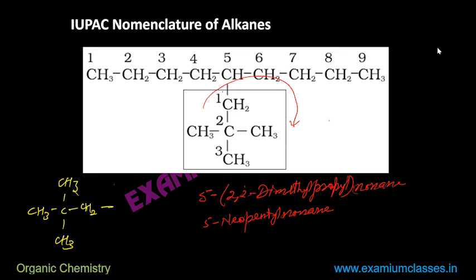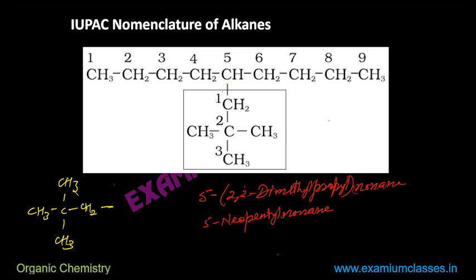Could you just explain it again? Okay, which part is not clear? The IUPAC name. Within that, which part is not clear? The root chain part. How did you get the dimethyl propyl? Okay, so just try to understand it properly.